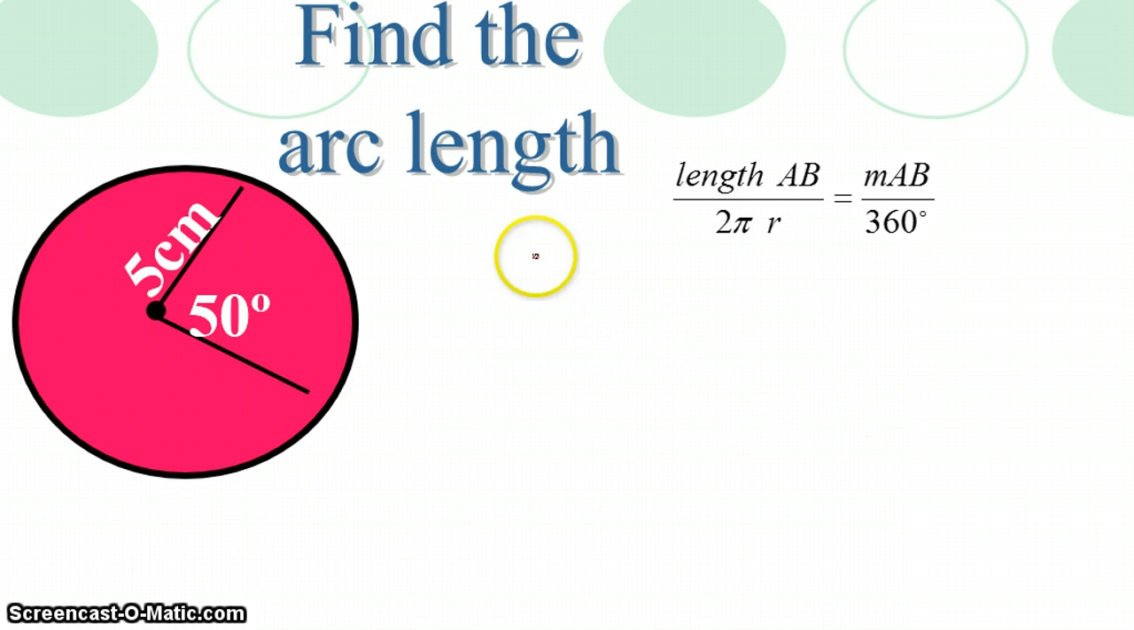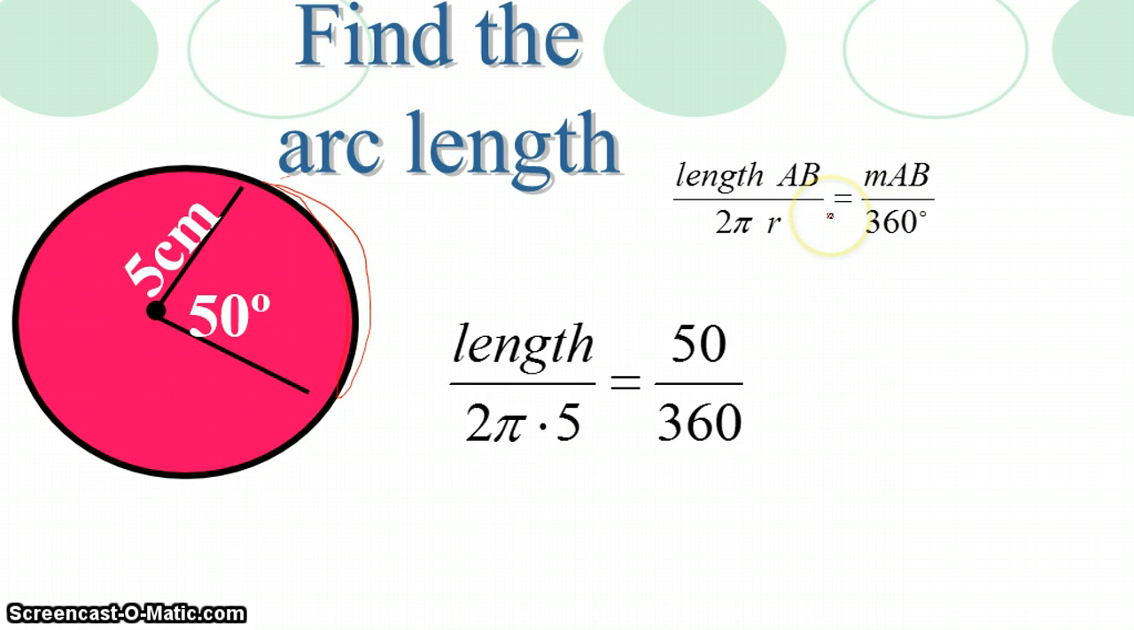Alright, we're going to find the arc length of this arc. So let me just highlight. We're going to find the arc length from here to here, and we're going to set up our proportion. The length of AB is what we're going to find, so we're not going to put a number right there. Down here, we're going to use our circumference. We're going to replace the r with the actual radius, which you see is 5. That's going to be equal to the measure of arc AB. If we look back over here, the measure of arc AB is 50, over the total of 360.